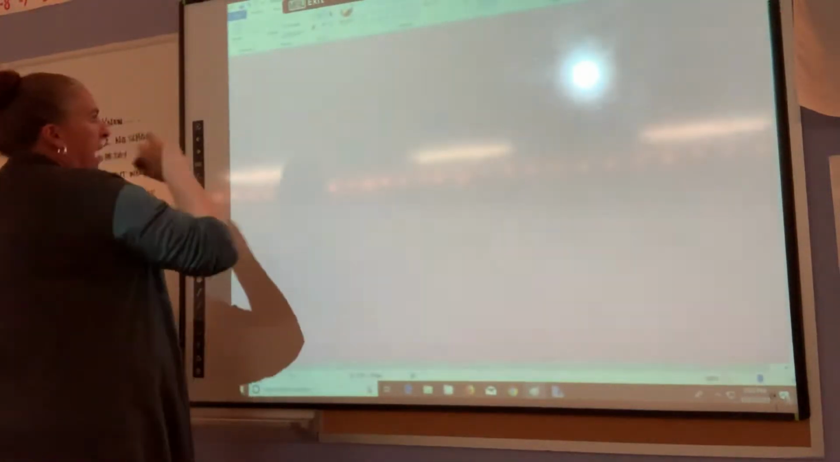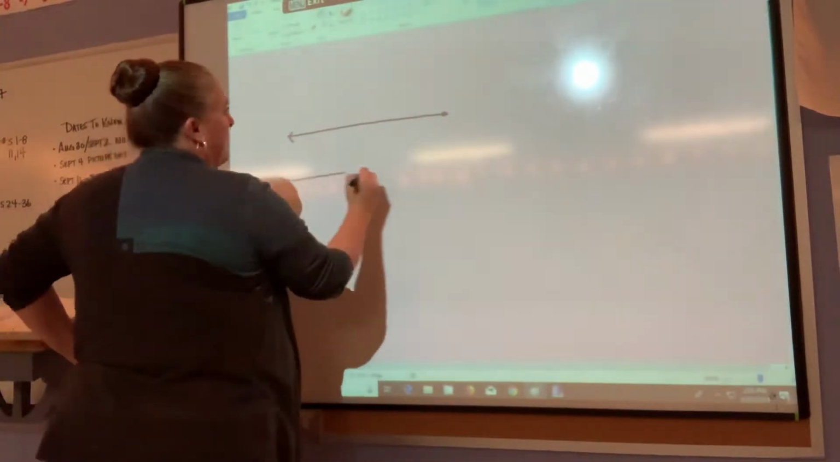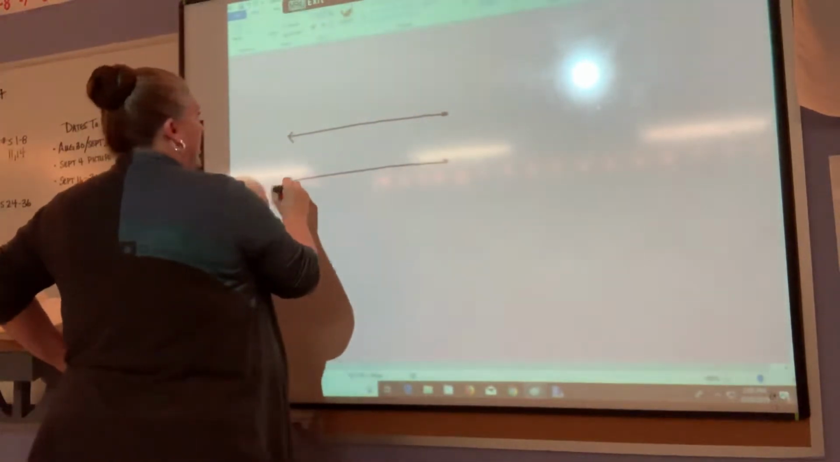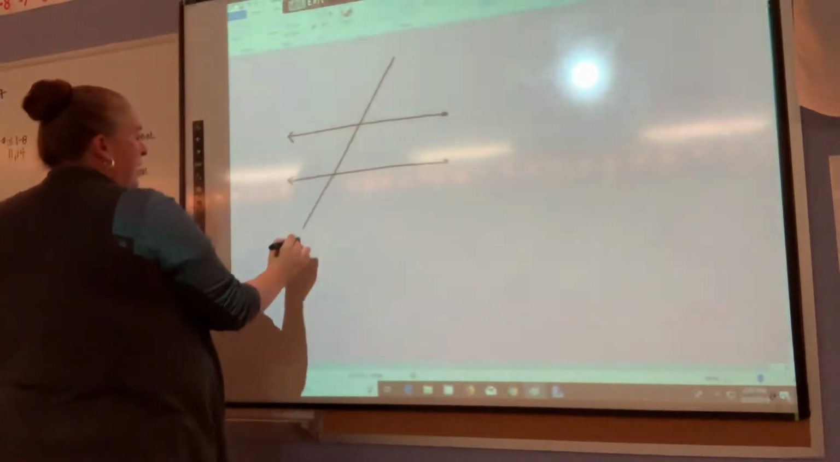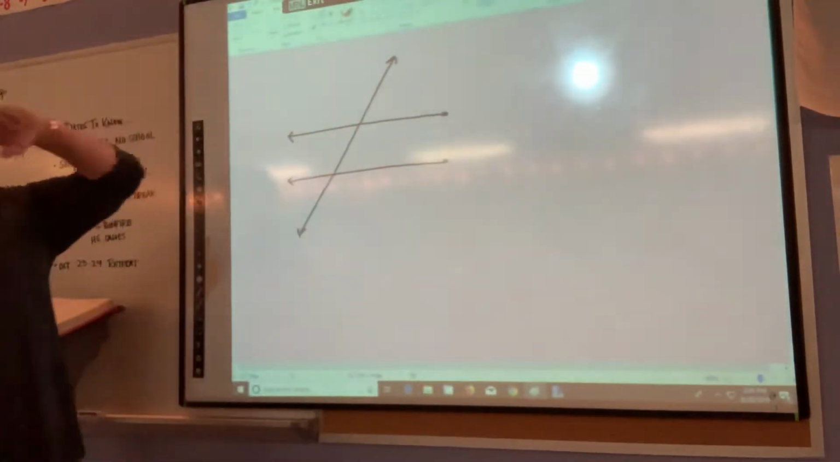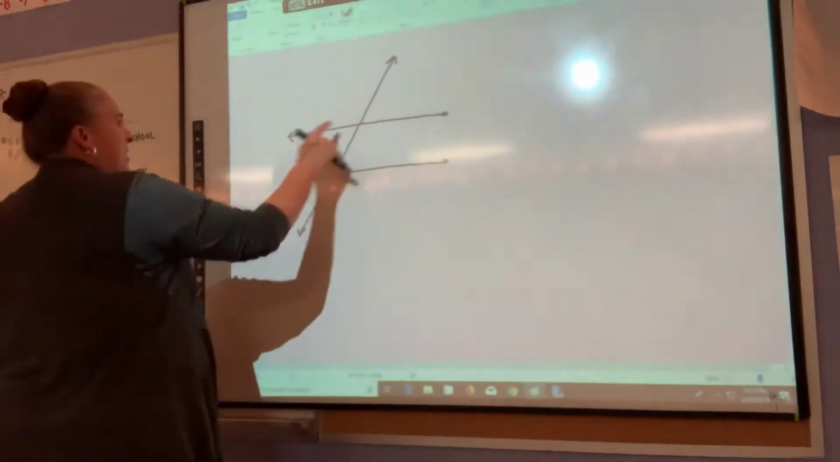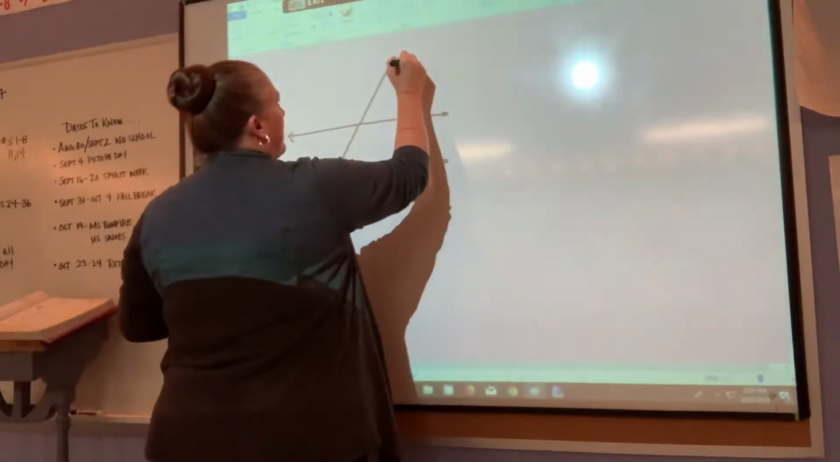So if we were to have, and this is not necessarily what you're gonna have today, but we still need to know what interior and exterior means. Anybody remember what the line is called that cuts two parallel lines and creates angles? Yeah, perfect. It's our transversal. These are parallel, and this one is the transversal.